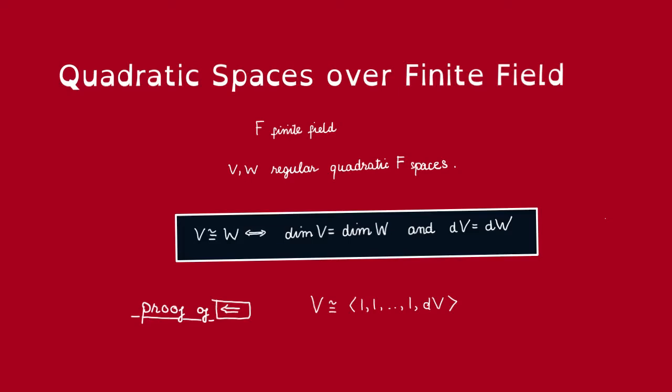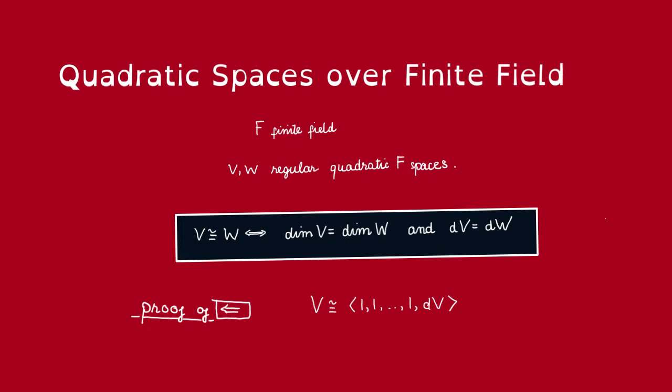Quadratic spaces over finite fields are the easiest to classify. If F is a finite field of odd cardinality, then all regular quadratic spaces over F are uniquely determined by their dimension and discriminant. This is not necessarily true for quadratic spaces over other fields, for example over R, by Sylvester's law of inertia, or over p-adic numbers.